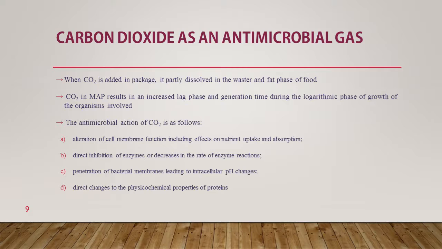Number 1, alteration of cell membrane function, including effects on nutrient uptake and absorption. Number 2, direct inhibition of enzymes or decrease in the rate of enzyme reactions. Number 3, it penetrates into bacterial membranes, leading to intracellular pH changes. And last, direct changes to the physicochemical properties of proteins.